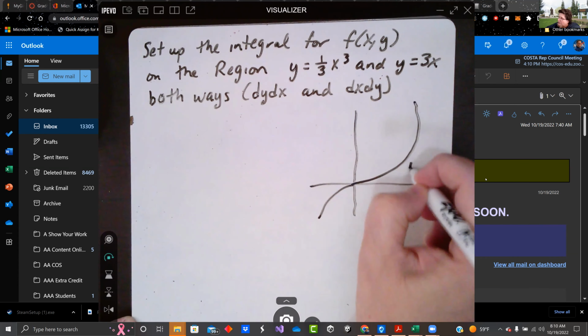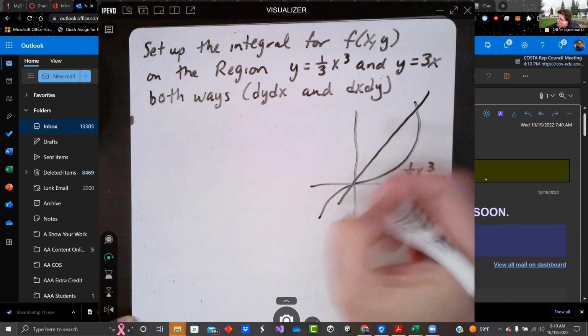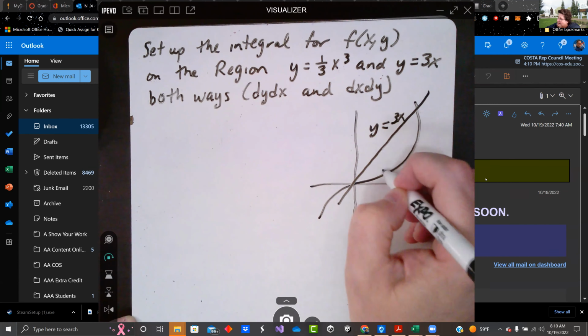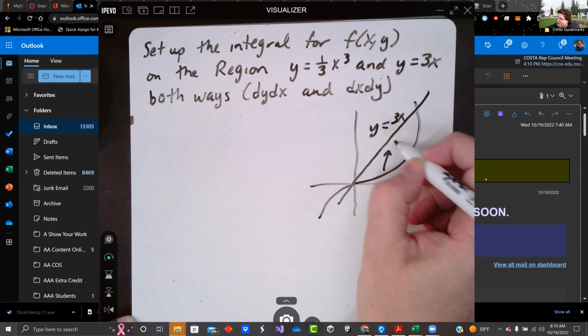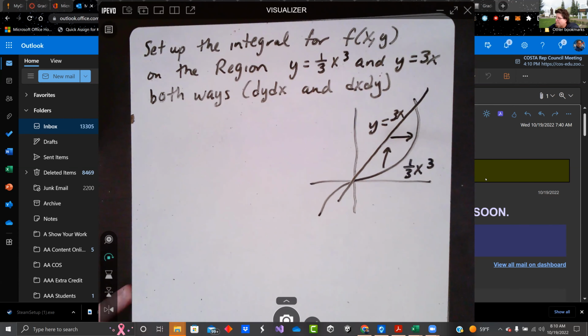So that's 1/3 x cubed. And that's y equals 3x. So we got some region like this. Looks like no matter which way we go, we're only going to have one line at a time. The question here, though, is what are the boundaries?